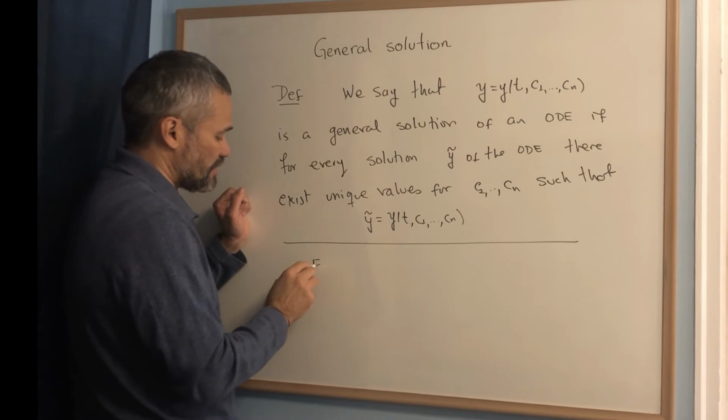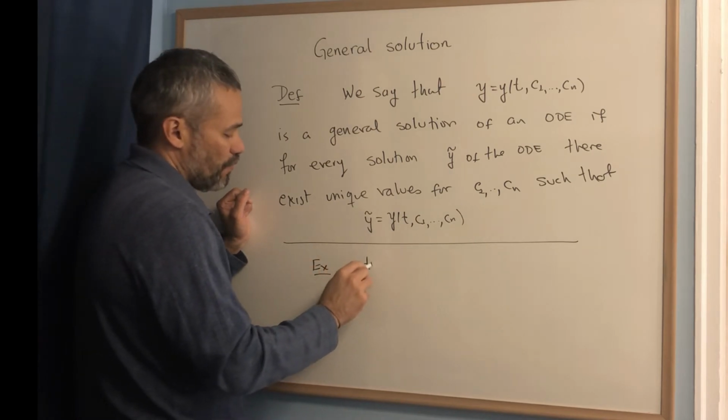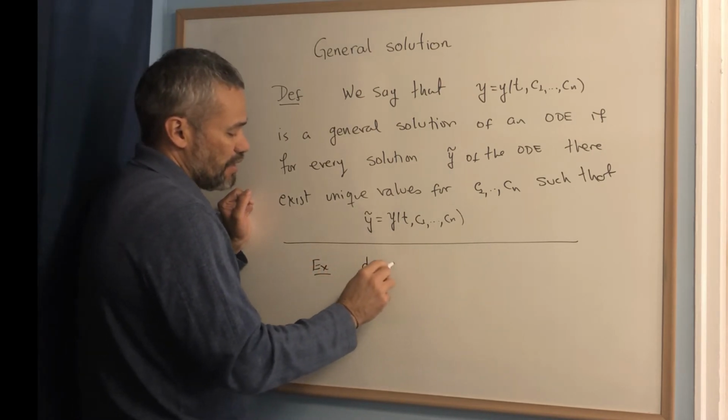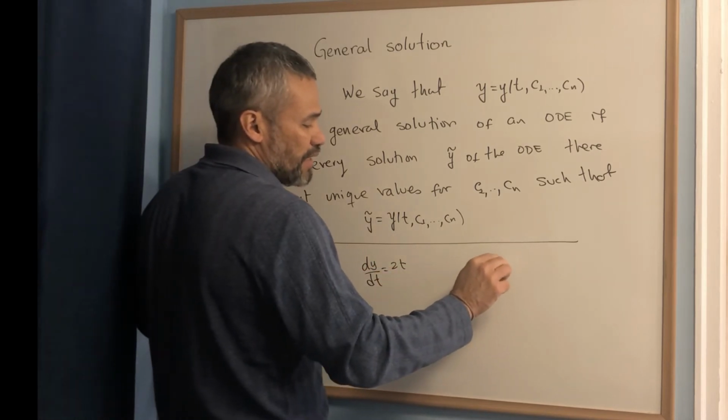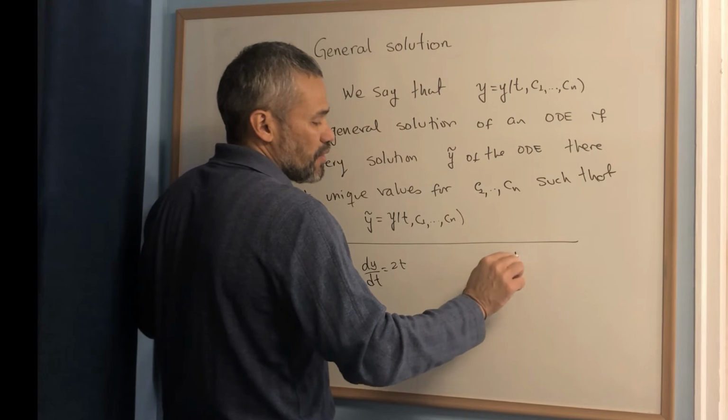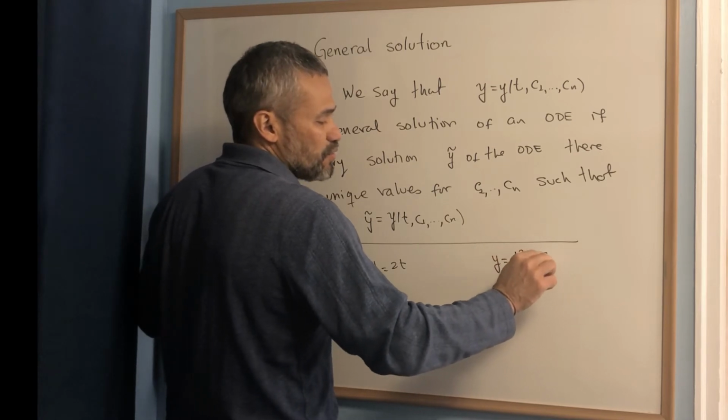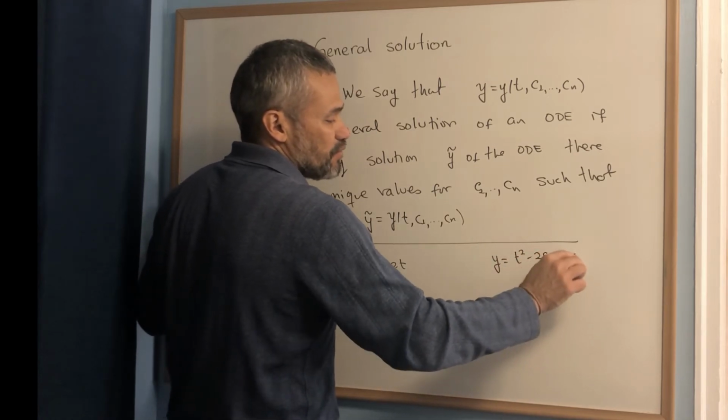Let's do this example. dy/dt = 2t, and I claim that y = t squared minus 2c is a general solution.